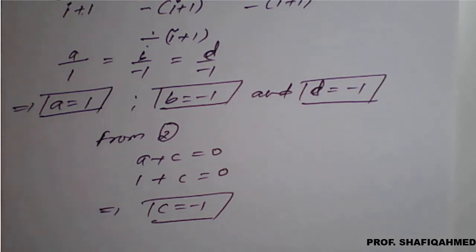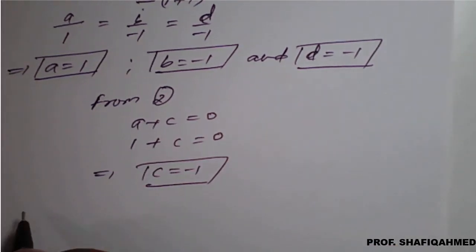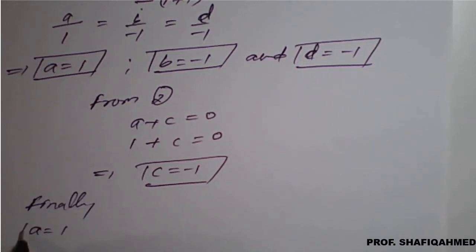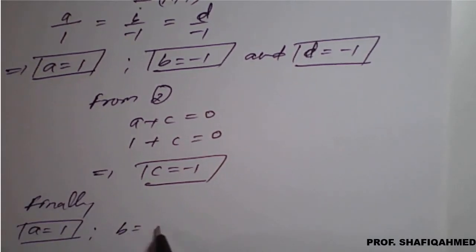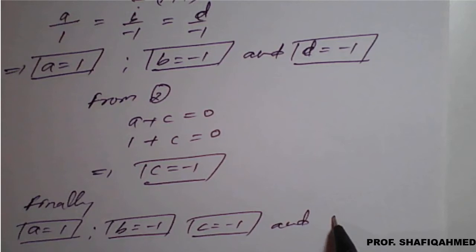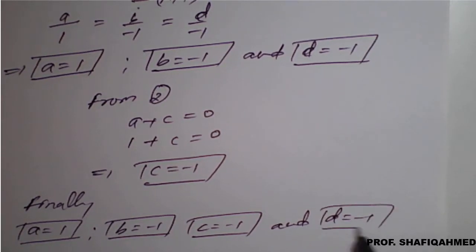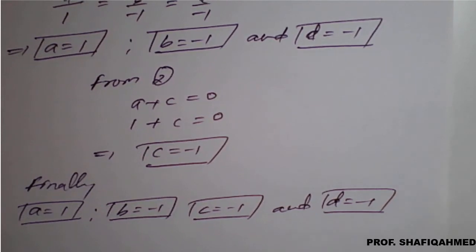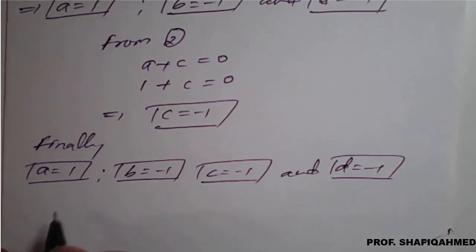So therefore finally I can say that the value of A is 1, B is -1, C is -1 and D is -1. So we got A, B, C, D. So we have to substitute these values in equation number 1.